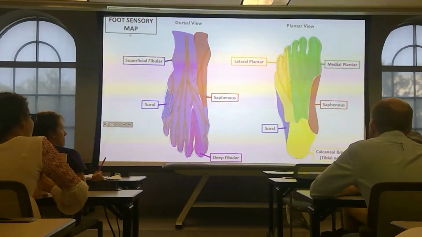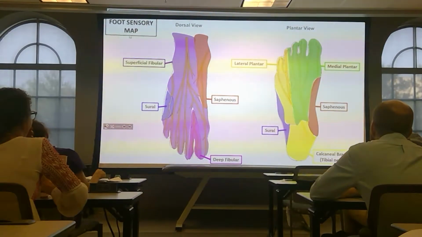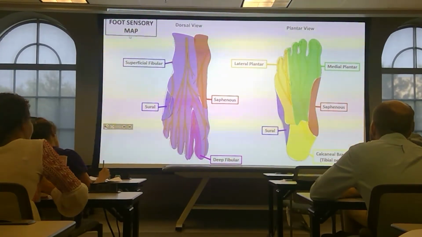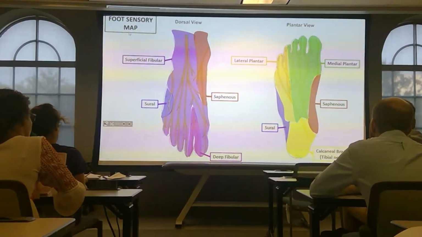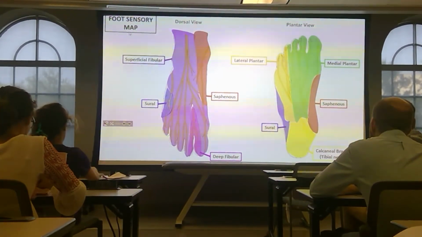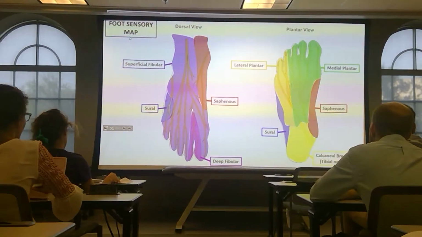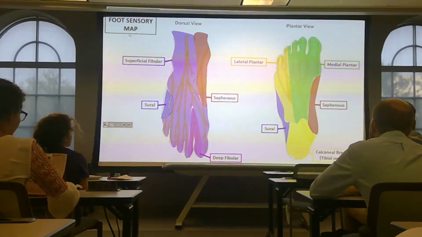Then on the plantar view, so we're looking at the bottom part of the foot now. Go the lateral plantar, the medial plantar. That's going to be the meat and potatoes, basically the innervation of the foot. You have a small part that's saphenous on the medial side, and then on the lateral side is the sural, and then you have the calcaneal branch of the tibial nerve.